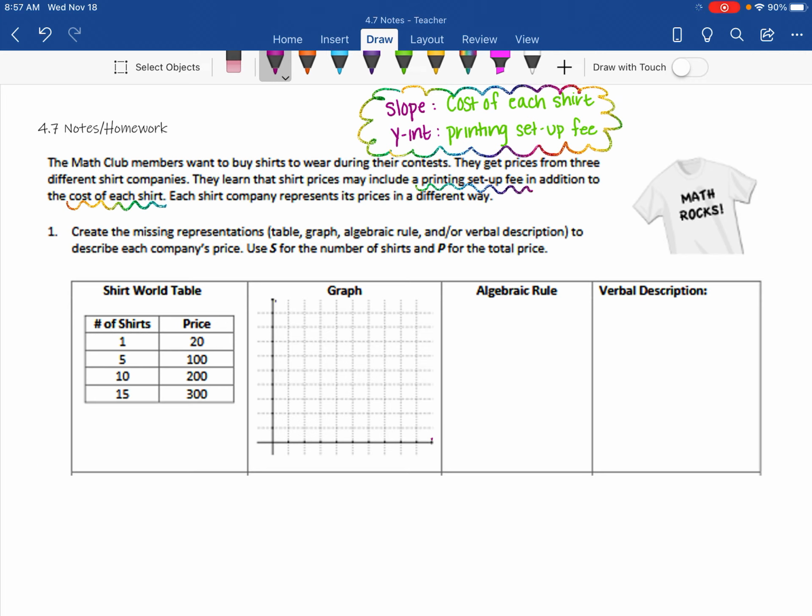Okay. All right, so for the first example, you have your table and you need to create the graph, the rule, and the description. Okay, so when we're graphing, we need to make sure that we label our axes, scale our axes, and then plot our points. Okay, so our X column in our table is the number of shirts. So that's going to be our label for the x-axis. And then the Y column is the price, so that's going to be our y-axis label.